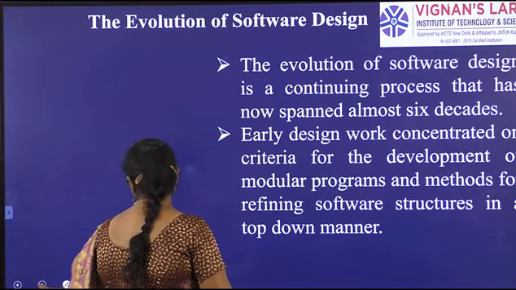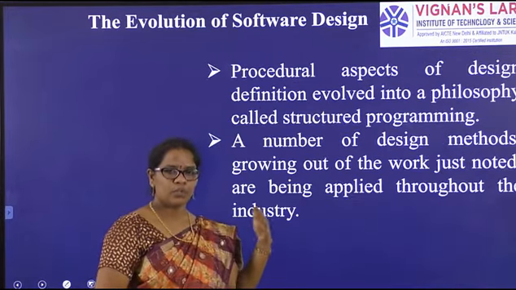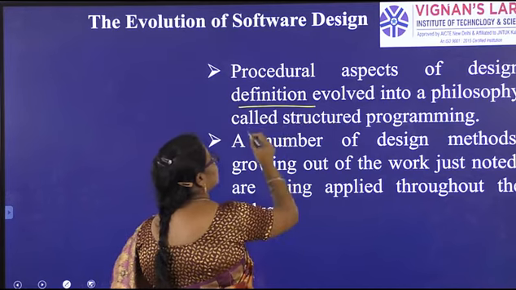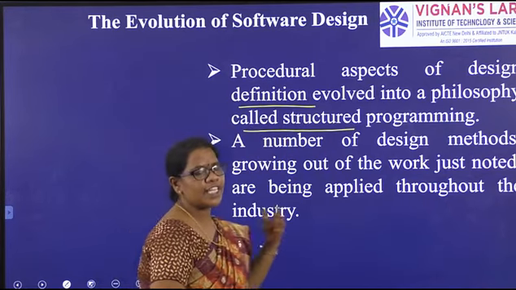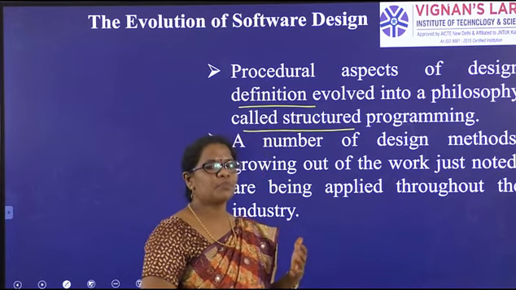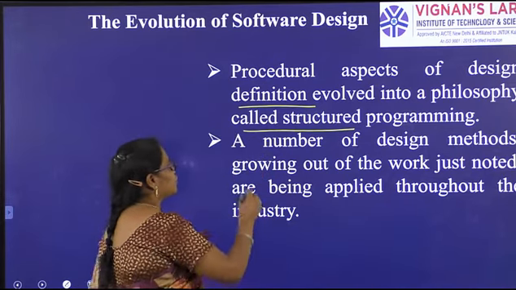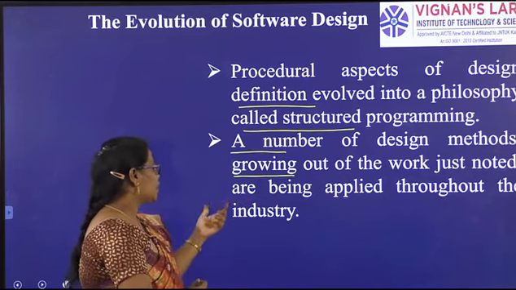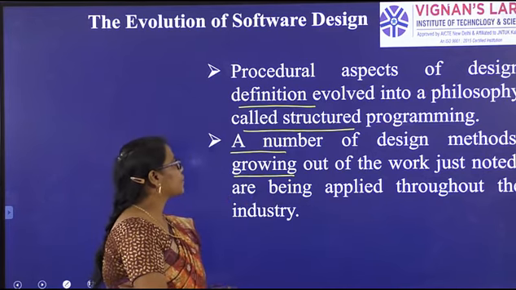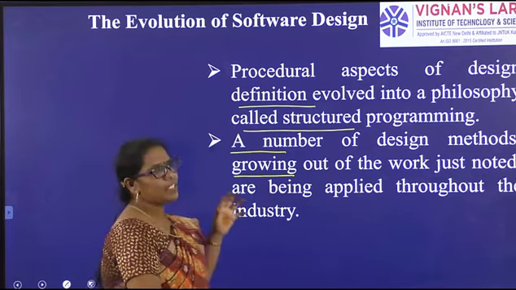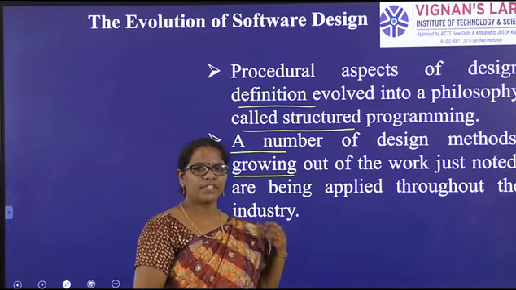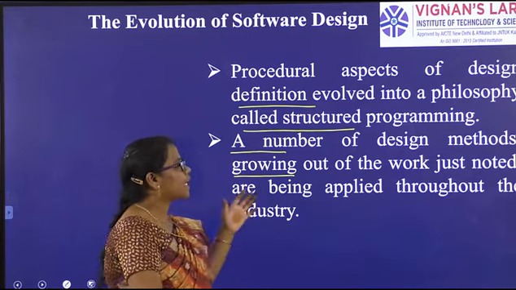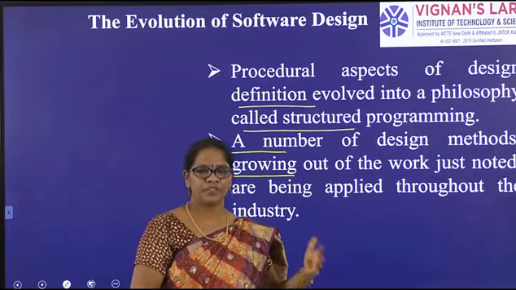Whether it is a top-down model or a bottom-up approach, whatever it is, procedural aspects of design definition evolved into a philosophy called structured programming. So C language is structured programming, that is a procedural language. A number of design methods growing out of the work just noted are being applied throughout the industry. Different design methods will come into existence, and they will make some changes and be applied throughout the industry. The industry is nothing but the software industry.